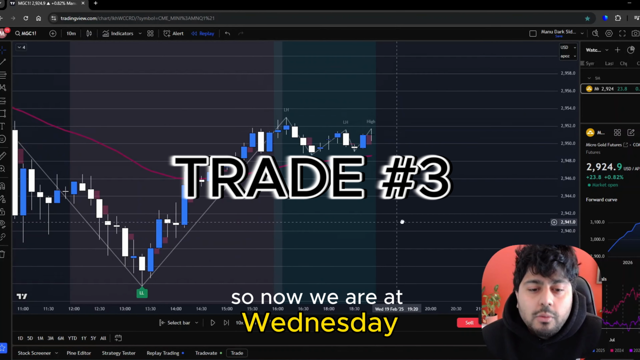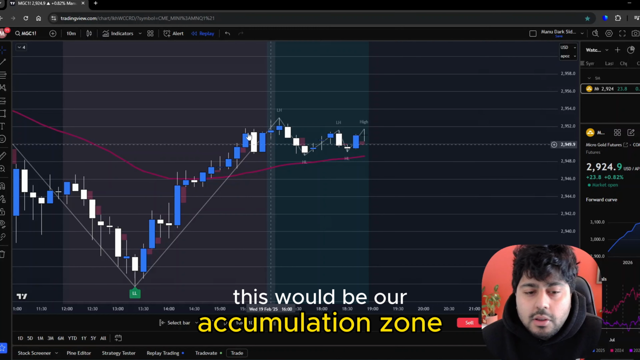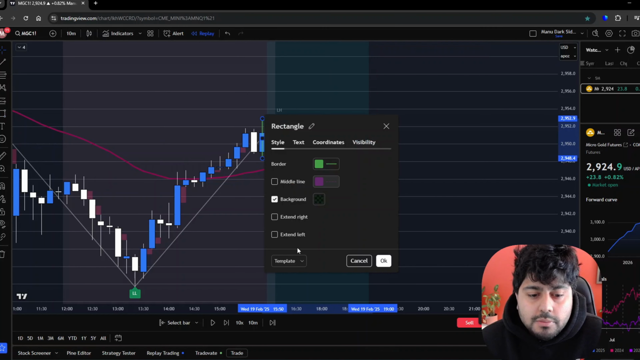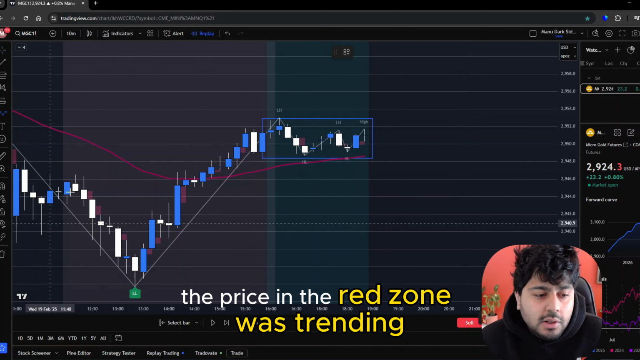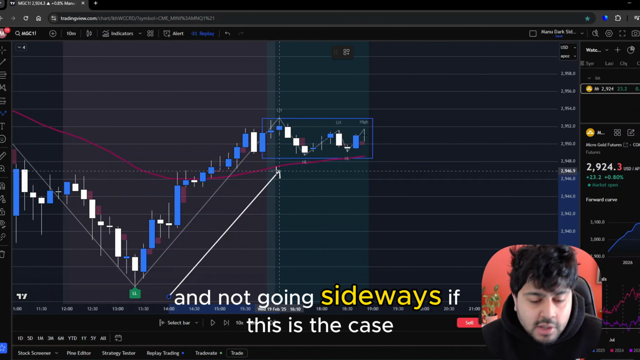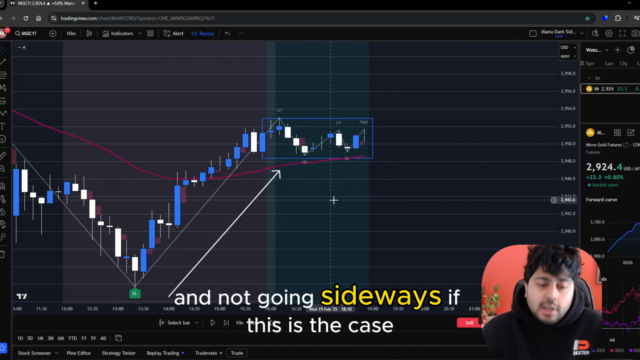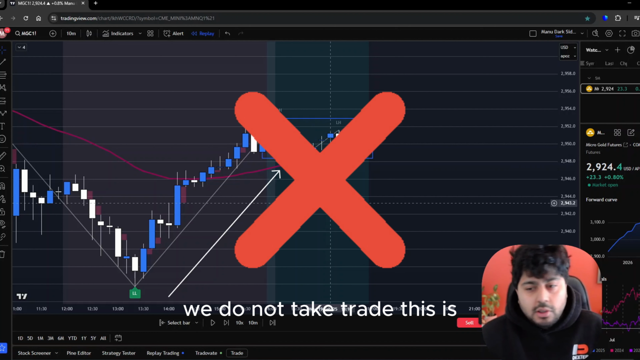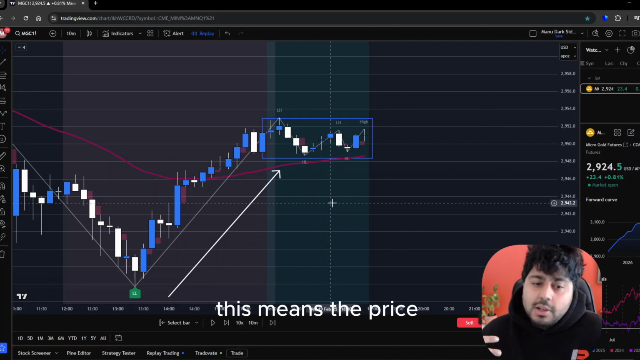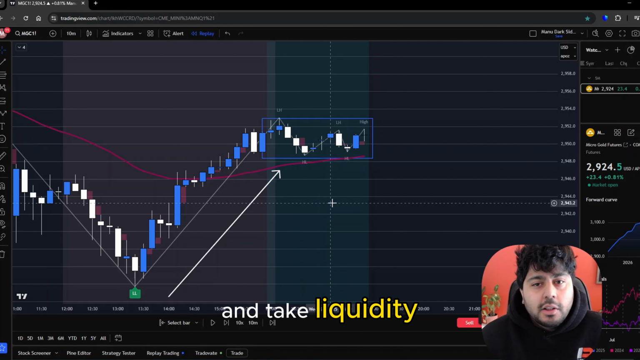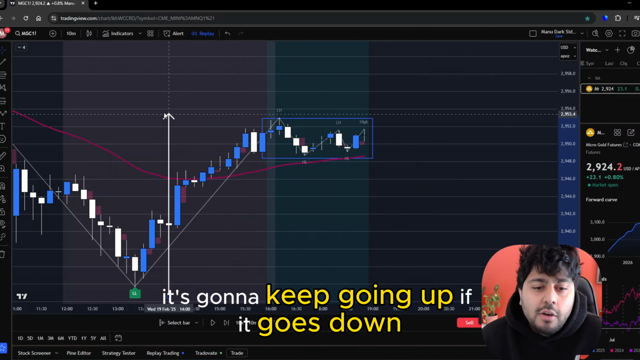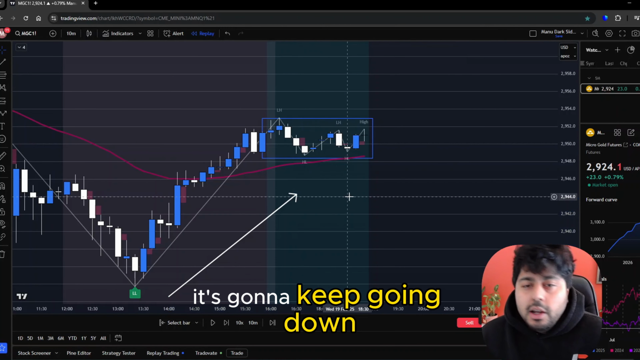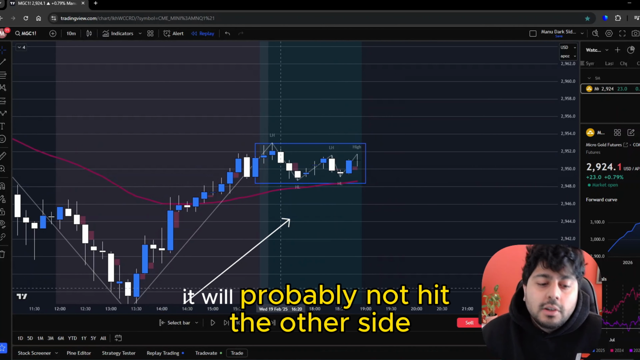So now we are at Wednesday. As you can see, this would be our accumulation zone. Very simple to spot. But the only problem is the price in the red zone was trending and not going sideways. If this is the case, we do not take a trade. This means the price has lesser chance to go back and take liquidity. It's very trendy. It means if it goes up, it's going to keep going up. If it goes down, it's going to keep going down. It will probably not hit the other side.